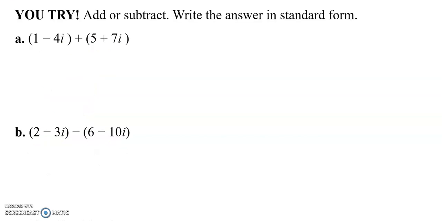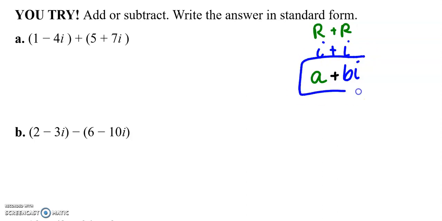Okay, you know what time it is. Time for you to try. Write your answer in standard form. So remember, you're going to do your reals plus your reals, your imaginaries plus your imaginaries, and then your final answer is going to be your reals plus however many imaginaries you had. This is what we call standard form of a complex number. So go ahead and pause this video and try adding and subtracting our complex numbers.